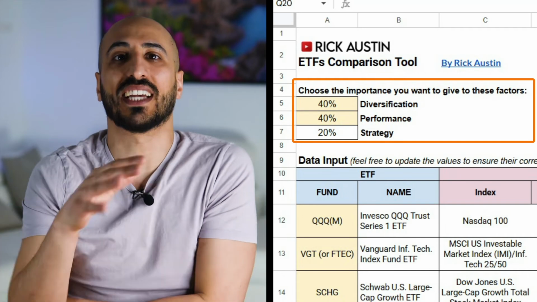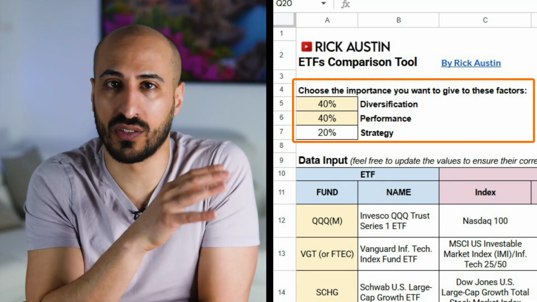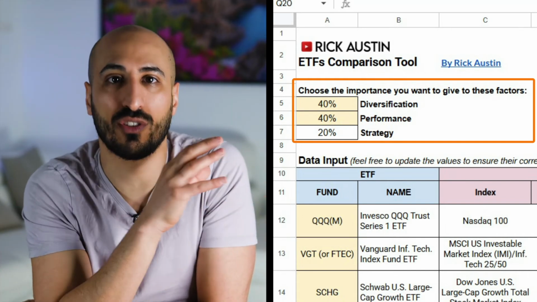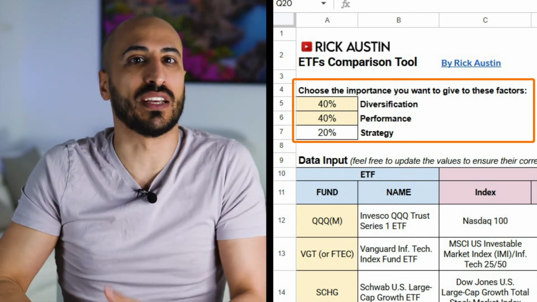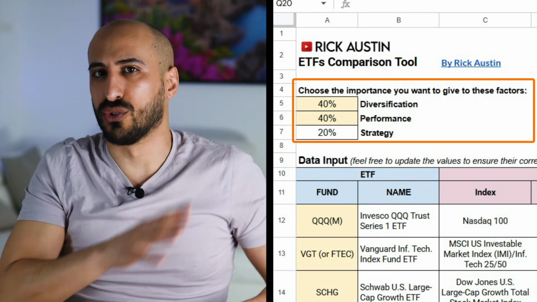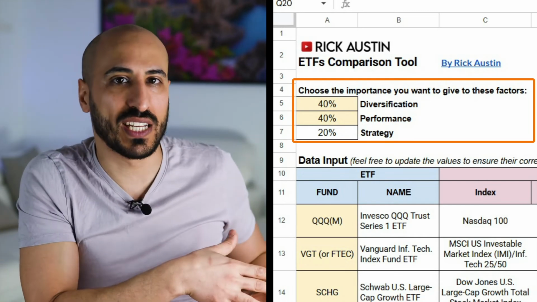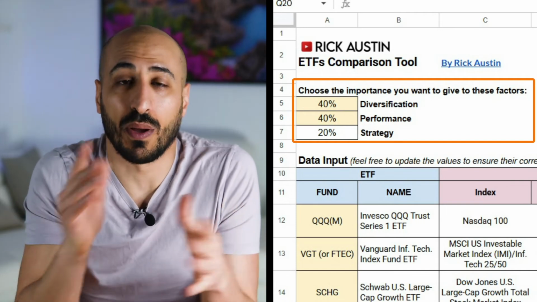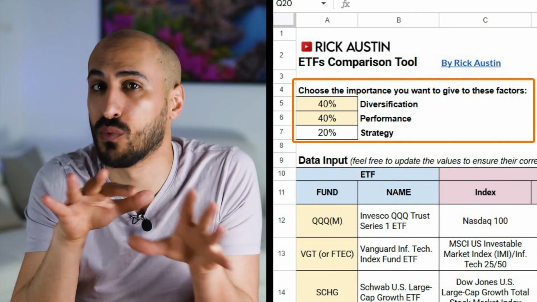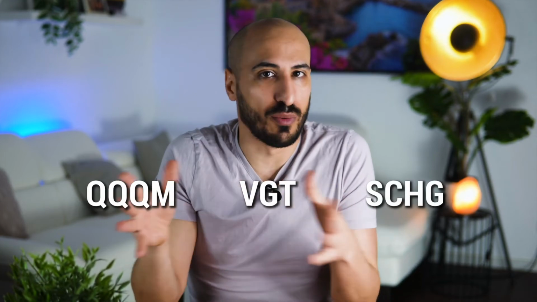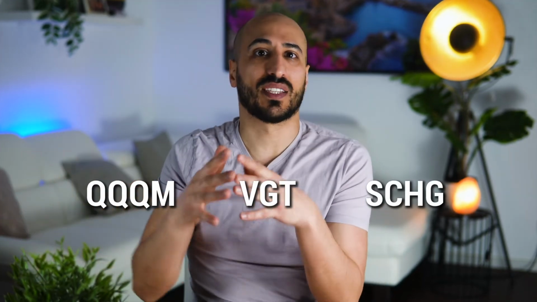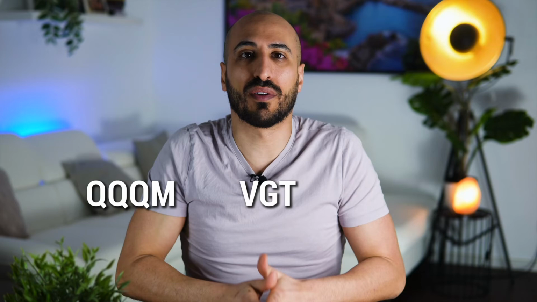In my personal case, I decided to give 40% importance or weight to diversification and to performance respectively, which automatically leaves 20% to strategy. Feel free to change it or play with it depending on your needs, and you'll see that the results will change. But be careful not to focus too much on one of the factors. So now you're starting to get a good impression of how these ETFs differ from each other. Some are more diversified, some instead are more focused on tech, and the past performance grows more or less the higher the focus on tech is.